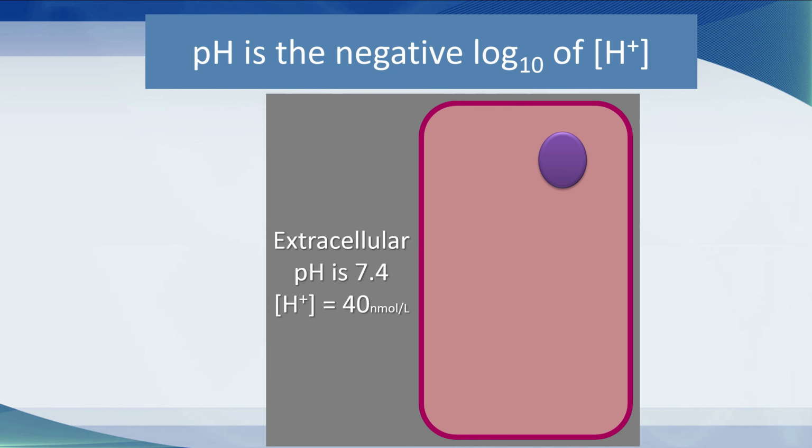If you look at the body, the extracellular fluid has a pH of 7.4, and that works out at hydrogen ion activity of 40 nanomoles per litre.